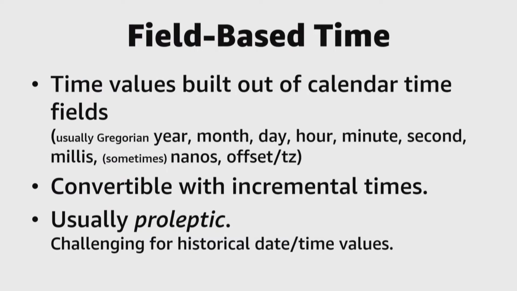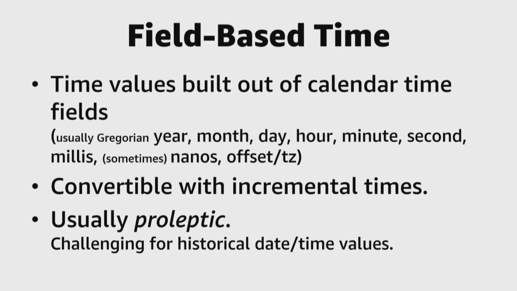Okay, a few more pieces of jargon before we really get into this. I mentioned incremental time, which is clocks ticking away inside the heart of every computing device, at least those that have battery backed clocks and so on. A different kind of data structure for storing time is called field-based time. These are time values built out of calendar time fields: year, month, day, hour, minute, second, milliseconds, sometimes nanoseconds, plus an offset or a time zone in some cases. They're almost always directly convertible with incremental times. And in fact, a fully specified field-based time basically is a kind of incremental time. If you think about it, you can get the milliseconds back out of it to get the incremental value.